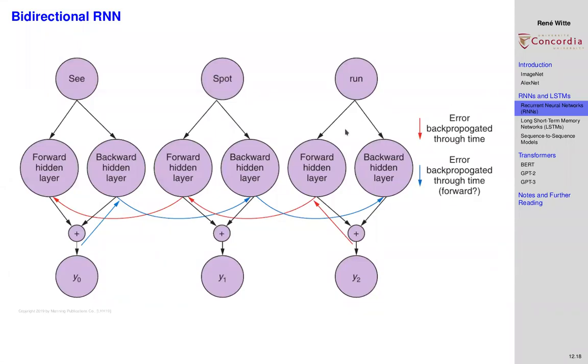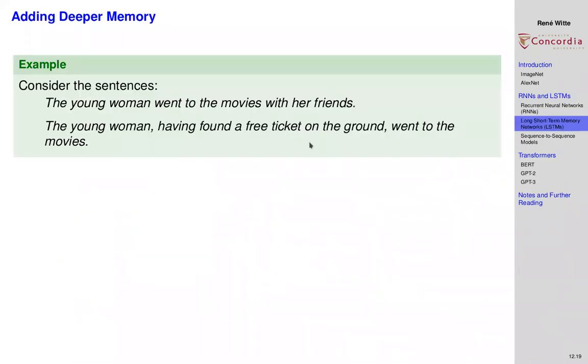Okay, so next we're going to look at another extension to RNNs, which are the LSTM networks. So the goal here is that we want to have memory that can go back to earlier parts of a sentence. Now, if you look at the example sentences here, the young woman went to the movies with her friends, and then the second sentence starting in the same way, but then has this part in between, the young woman having found a free ticket on the ground, went to the movies.